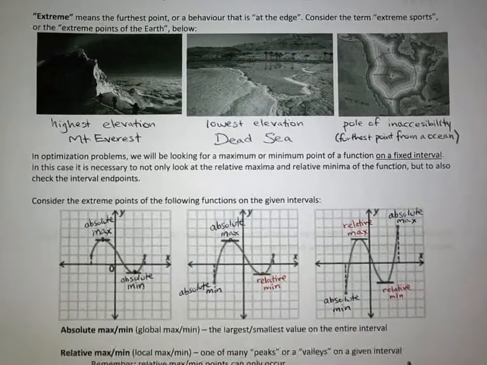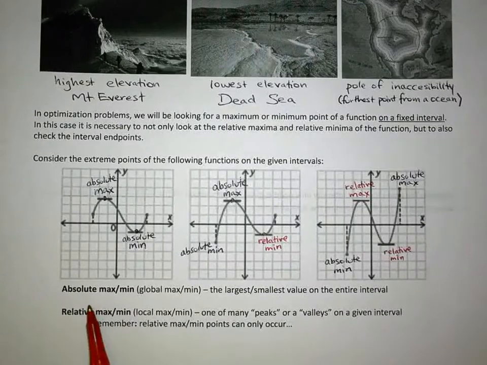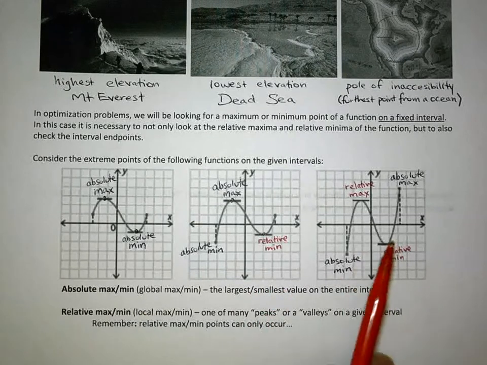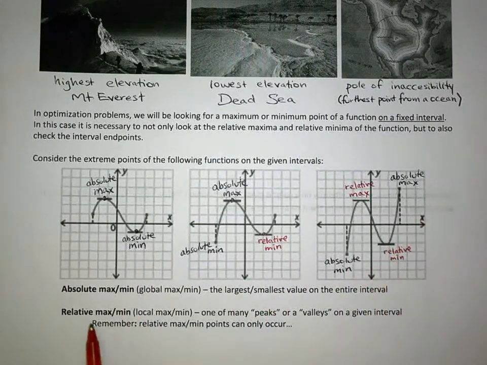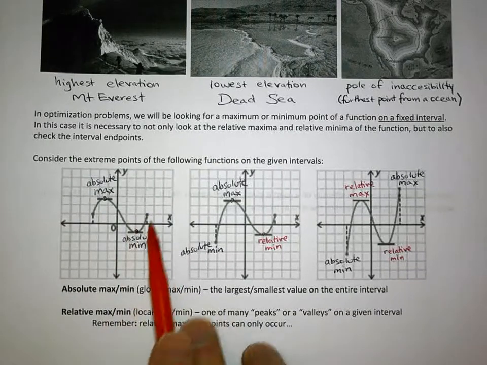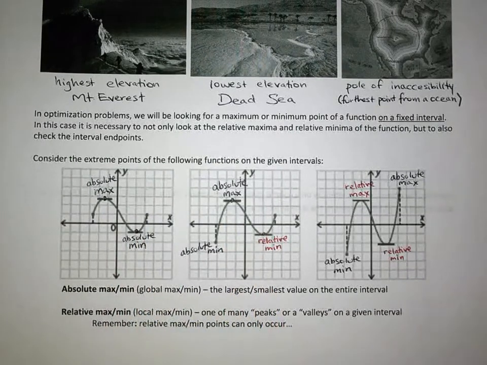So, I've just listed the definitions. What we just learned today: the absolute max or global max, so absolute max and min, global max and min, are the largest and smallest values on the entire interval. And then the relative max and min, or the local max and min, are the peaks and valleys. We found these in the curve sketching chapter. Hopefully you remember where these occur.